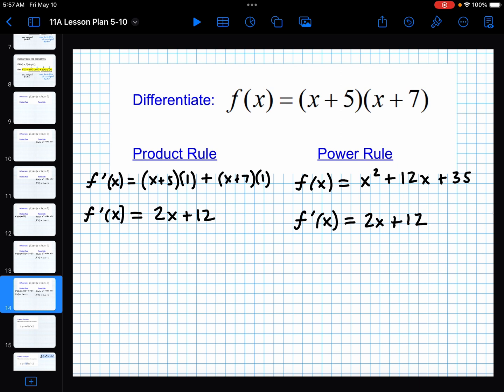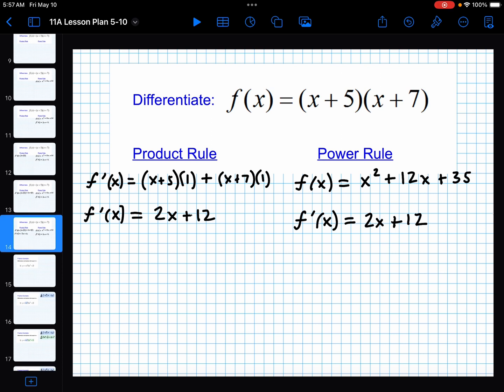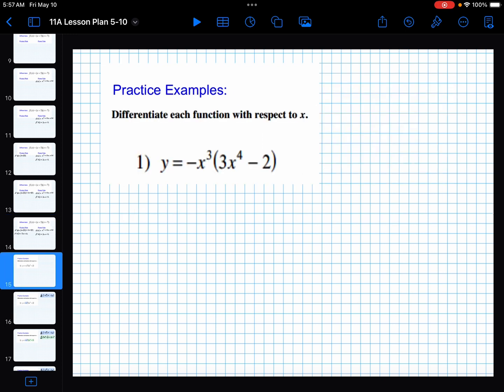Now you'll have to assess each situation and see whether you want to multiply things first and just do the power rule, or you want to apply the product rule. Obviously, as the individual factors get more complicated, you're going to want to use the product rule to do this. So let's do another example here. We have two factors here. They are negative x cubed, and then the second factor is 3x to the fourth minus 2.